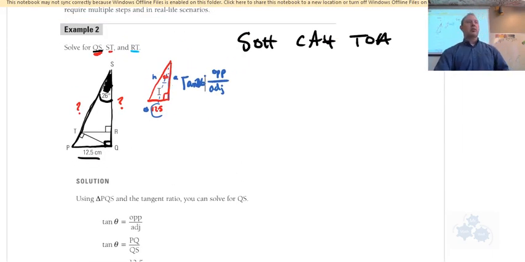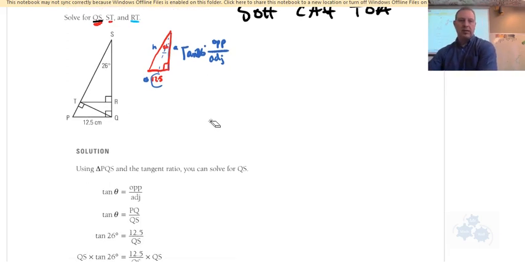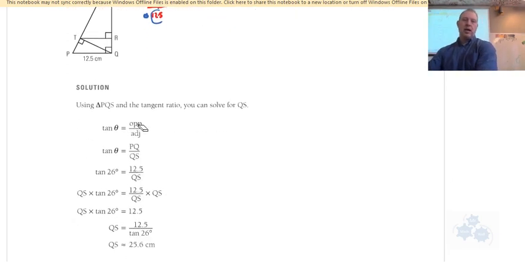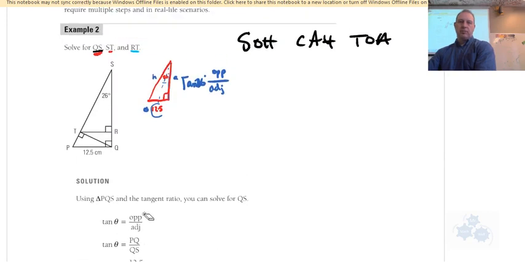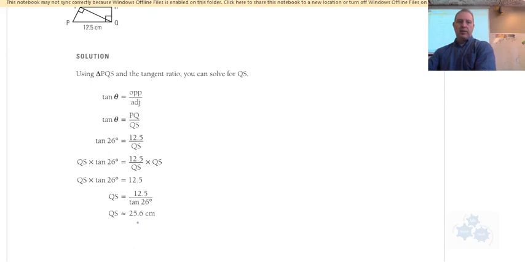Okay, so we just start to find one piece at a time, and in this example, we would find this SQ side. So let's see, it looks like they do it down here. So they use tan, opposite and adjacent, and here you go. They find QS, and QS turns out to be 25.6. So that's great. We can find that.